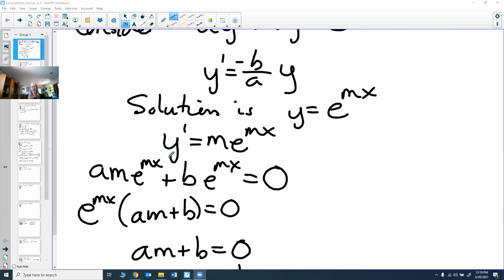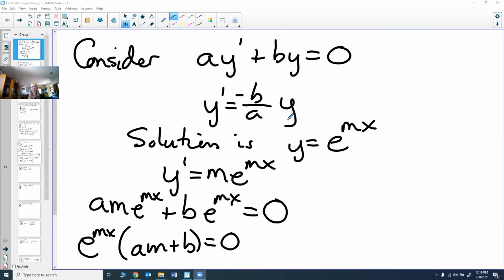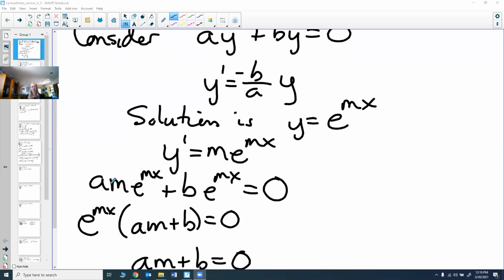You can then plug that in. So I happen to know this is a solution. Again, you can prove this by doing separation of variables because it's a separable equation, and you'd find the solution. Since I know this is a solution, I can find its derivative and plug it into my differential equation. When I do that, I get am e to the mx plus b e to the mx.